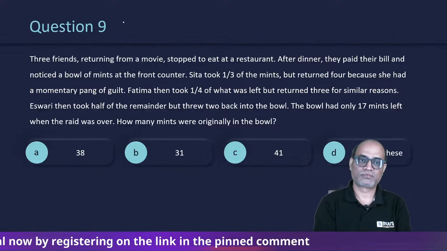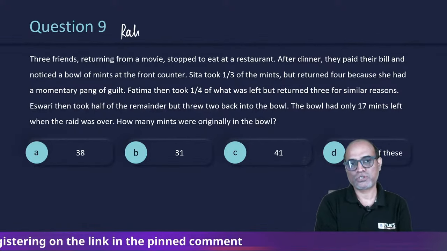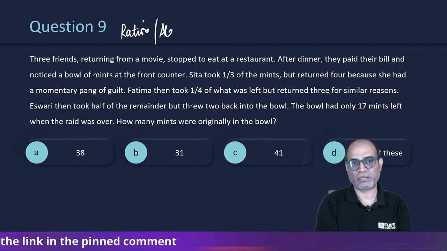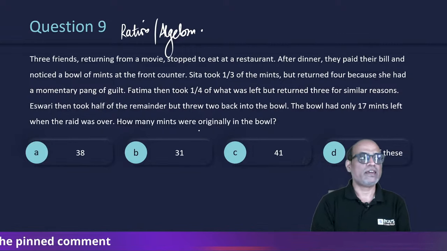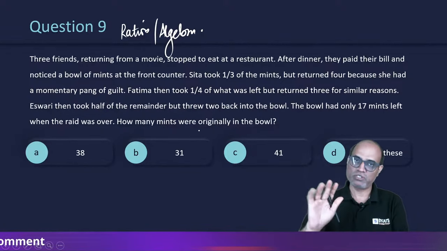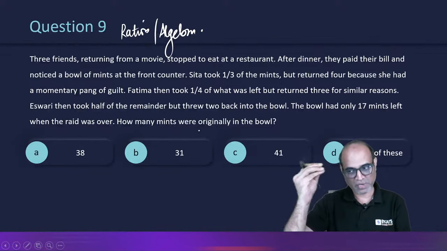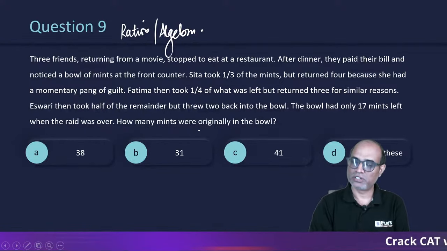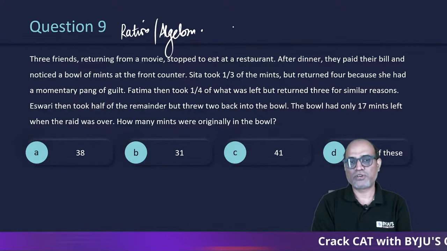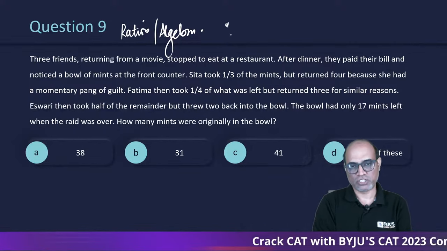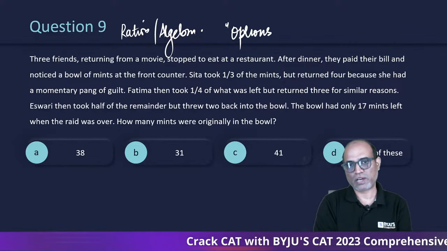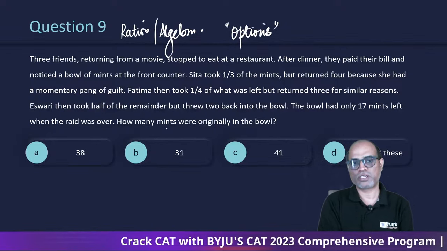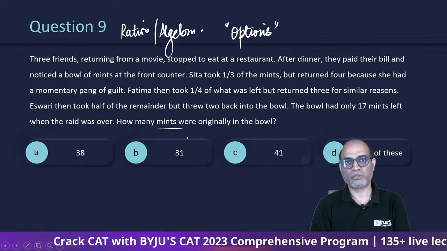So, this is a question based on ratios or algebra, again, depending upon how you begin. If you are taking fractions as ratios, it's a ratio-based question. If you're assuming equations and variables, it's algebra. And how are we going to use this? I mean, क्या logic लगाएंगे हम? Options लगाएंगे. Why we will be using options? Because question asked is, how many mints were originally in the bowl?